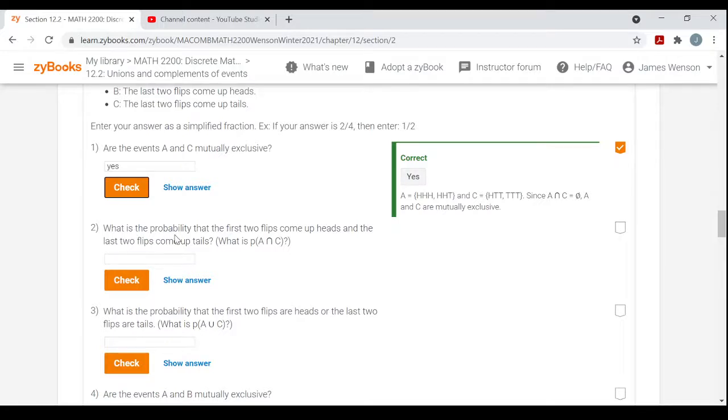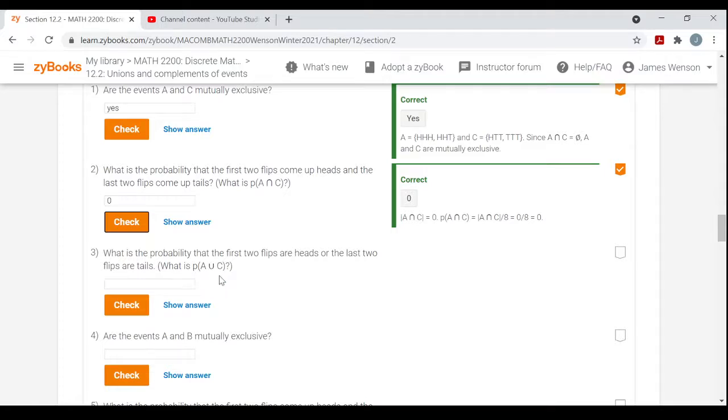What is the probability that the first 2 flips come up heads and the last 2 flips come up tails? Well, I just told you that those cannot happen at the same time. So A intersect C is empty, right? There's no outcome in A intersect C. So the probability of this happening is 0. If an event is impossible, its probability is 0.